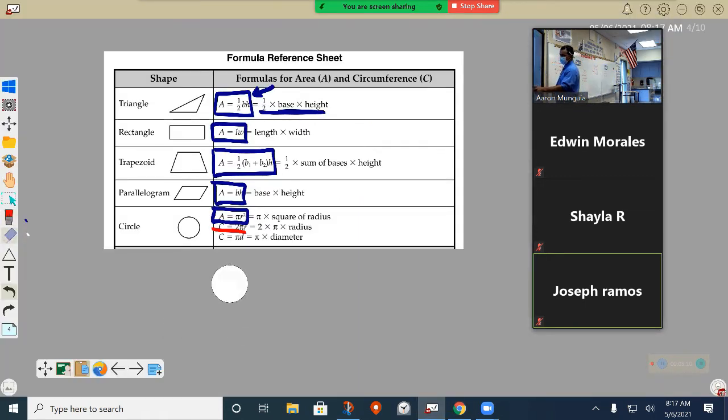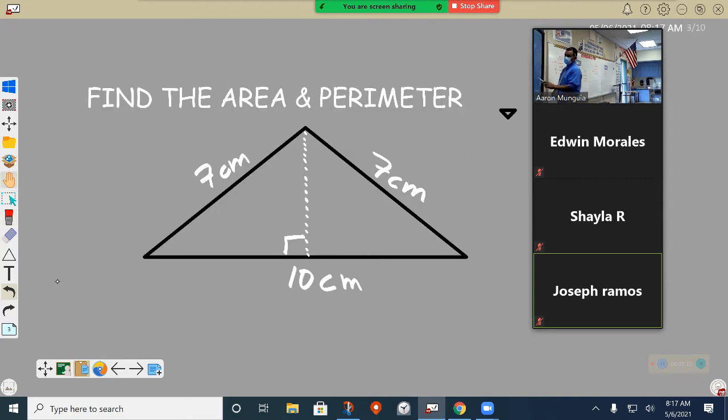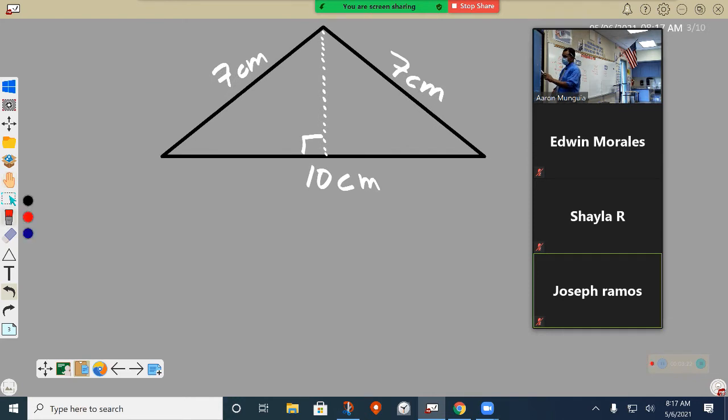Let's find the area of a triangle. Okay? I'm going to use this formula. Area equals 1/2 base times height. Let me write it down right here. Area equals 1/2 the base times the height.